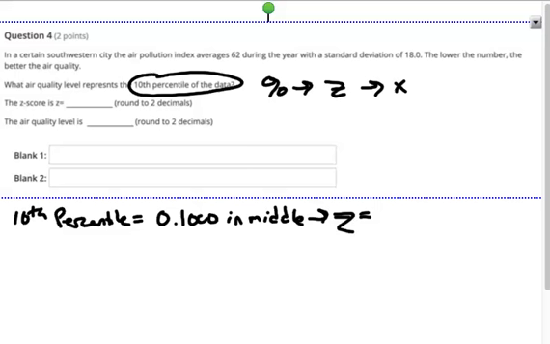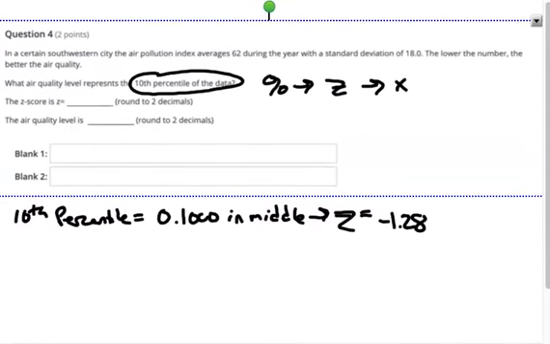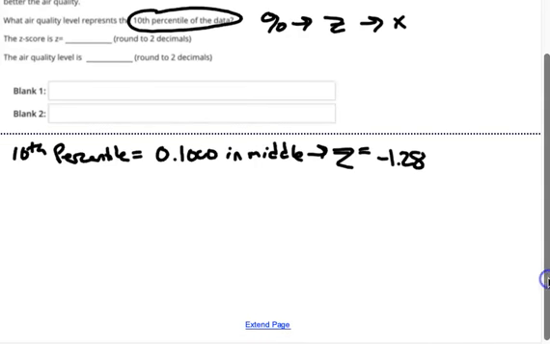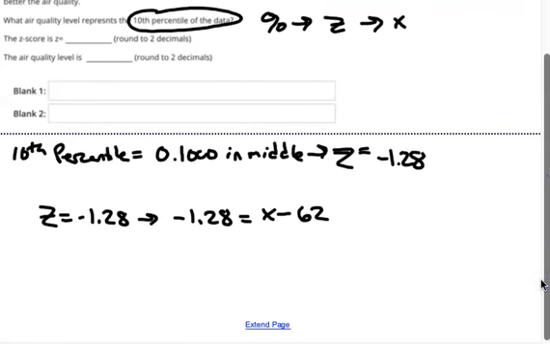All right, so Z is negative 1.28. What we need to do is then, sorry about that, trying to scroll. What we need to do is turn that Z equals negative 1.28 into an X. So we put that in place of Z for the formula, and we set up X minus the average, which is 62, if I remember right. Yep, divided by the standard deviation of 18. This has two steps to solve. First step, multiply 18s.